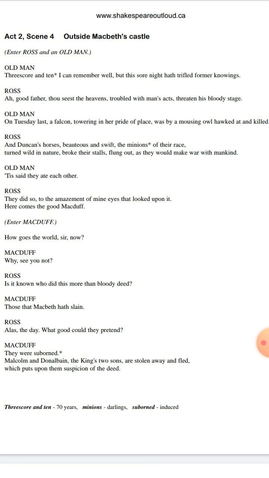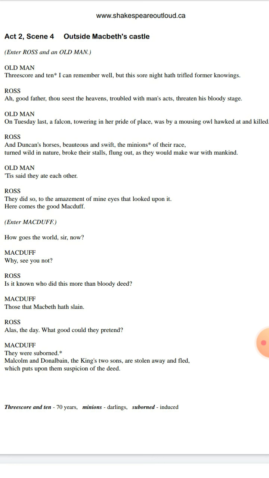And now he sees Macduff. Enter Macduff. Rose: How goes the world, sir, now? Now Rose asks Macduff how things are going on now. Macduff: Why, see you not? Then Macduff replies, do you not see it? Rose: Is it known who did the more than bloody deed? Now Rose again asks, has it been known who committed this murder?